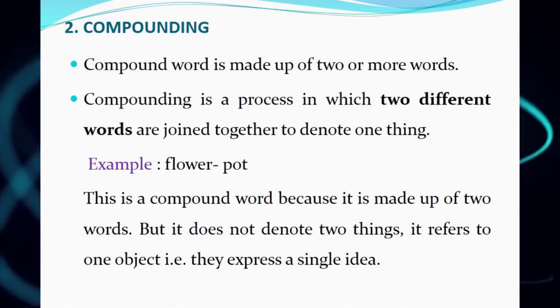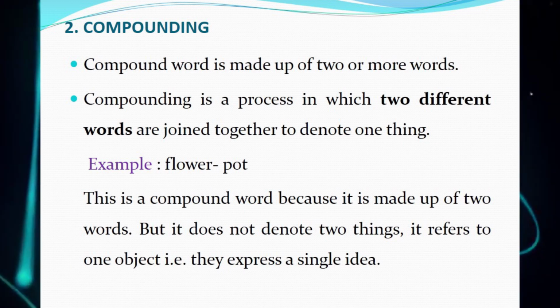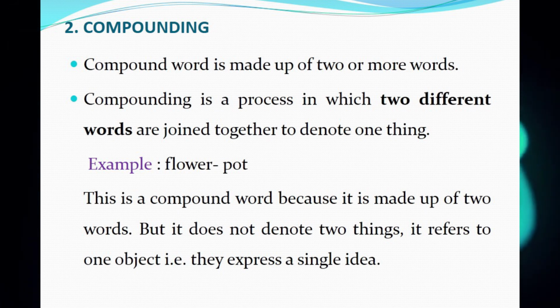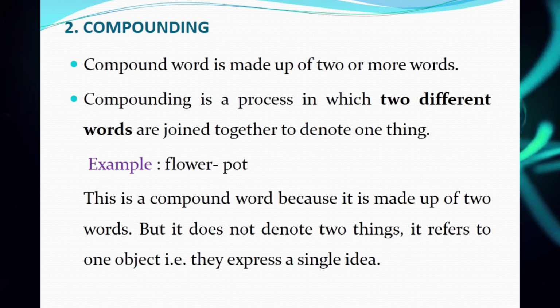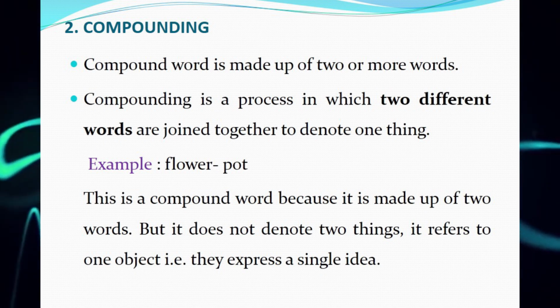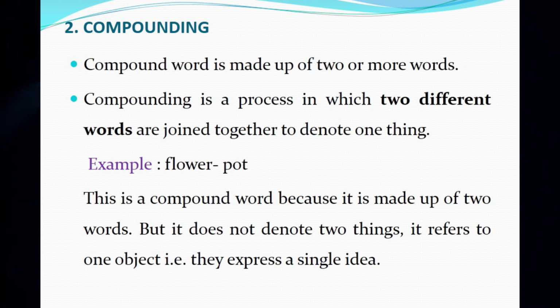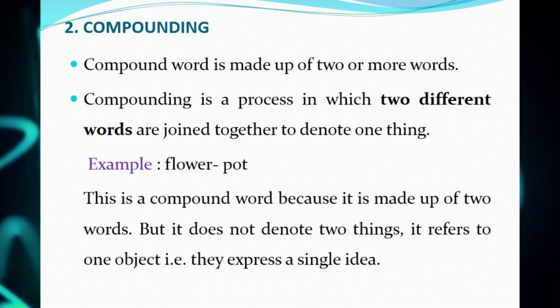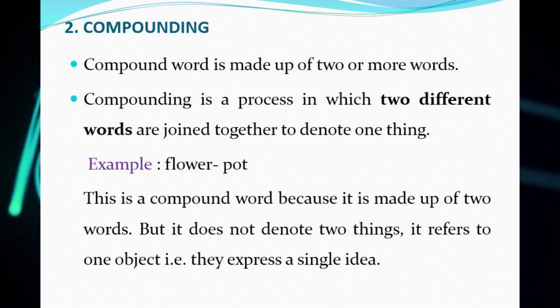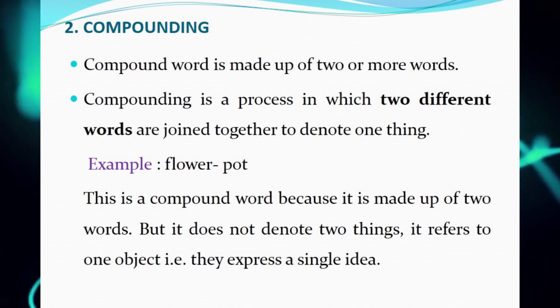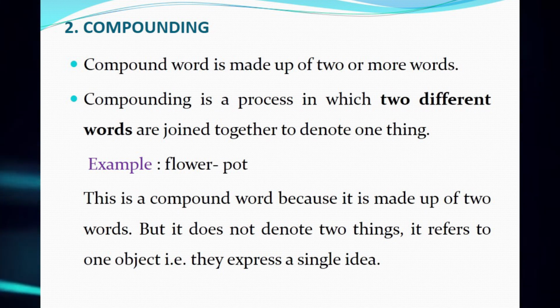Compounding. Compound word is made up of two or more words. Compounding is a process in which two different words are joined together to denote one thing. Example, flower pot. This is a compound word because it is made of two words, flower and pot. But it does not denote two things. Rather, it refers to one object. That is, they express a single idea.